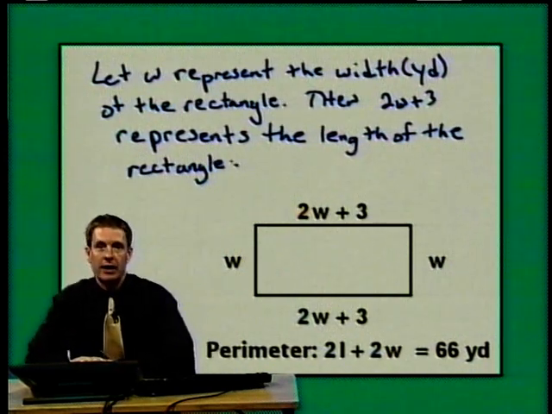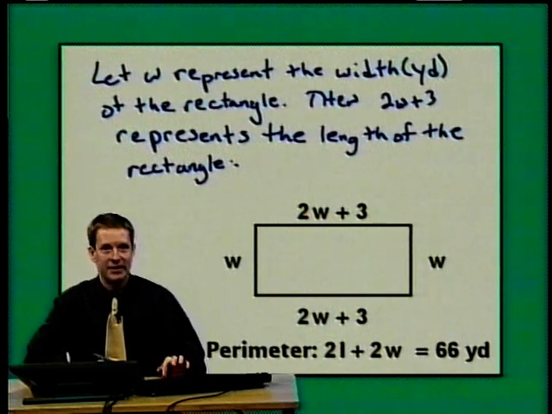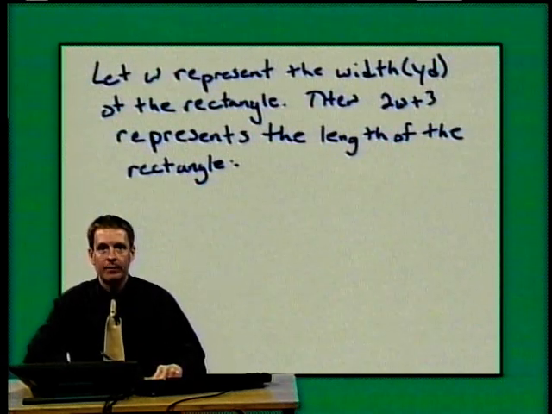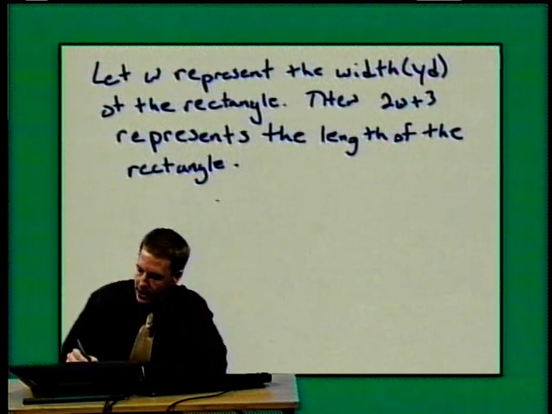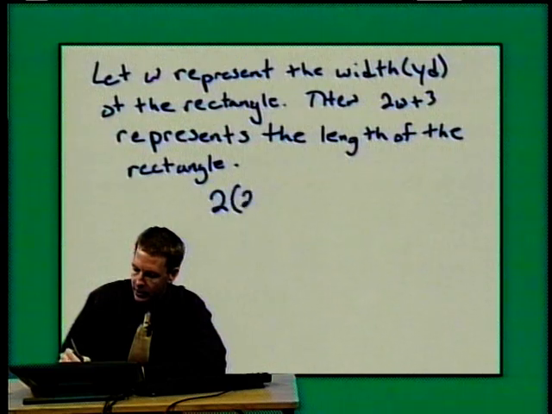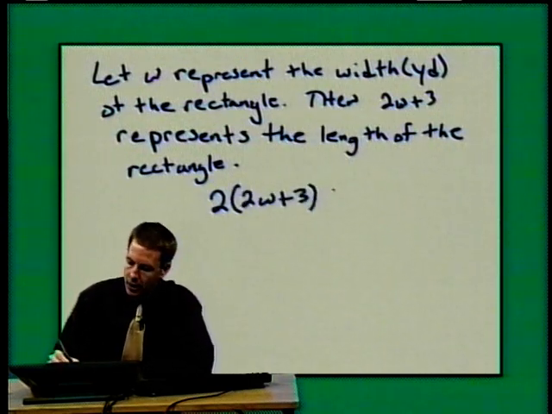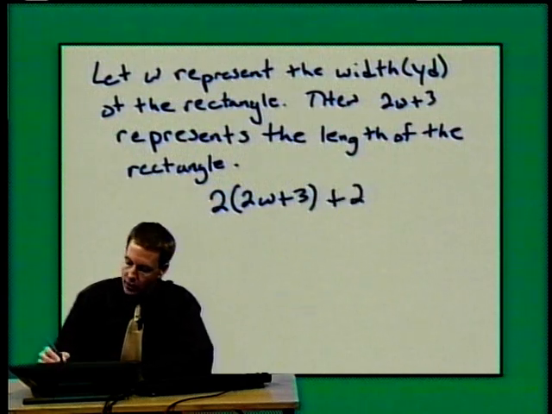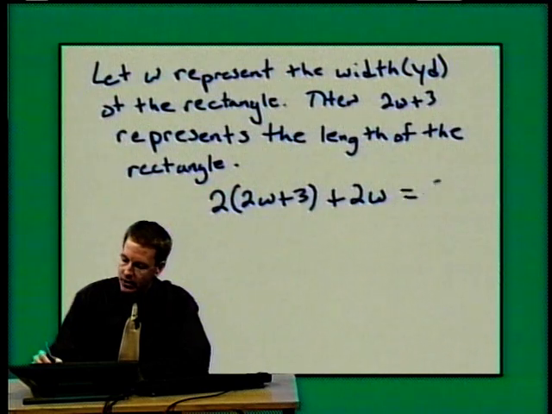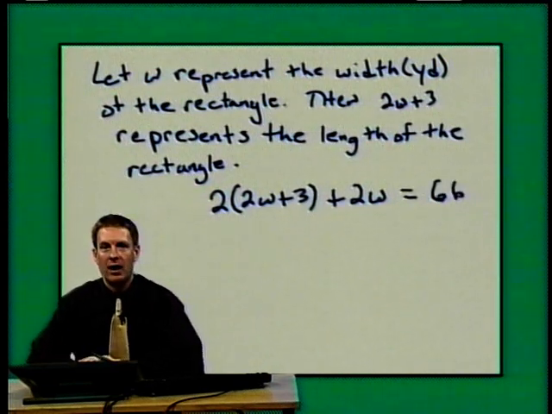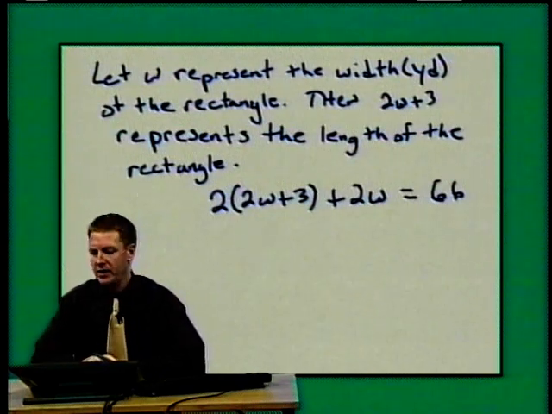Now, it's looking like I'm running out of room to work this problem, so at least for my presentation, I'm going to get that picture out of the way. Now, we know a formula for the perimeter of a rectangle is 2 times the length, which is represented by the expression 2W plus 3, plus 2 times the width. The width is just represented by the letter W, and this needs to equal 66 because the perimeter of the rectangle was 66 yards.